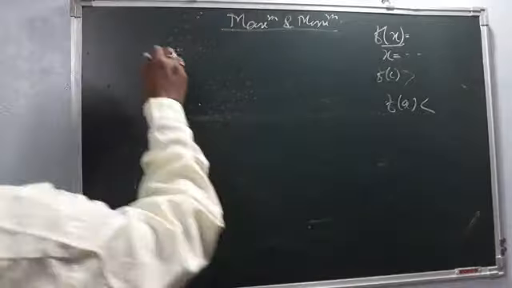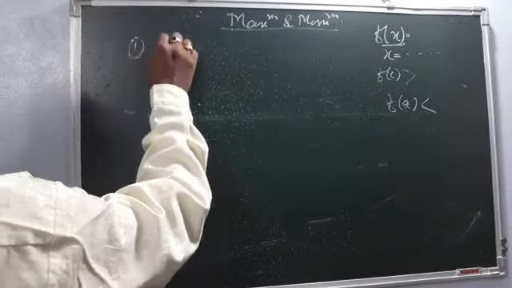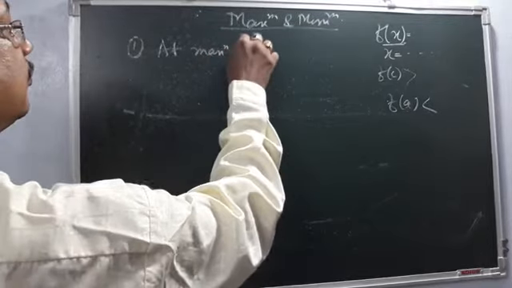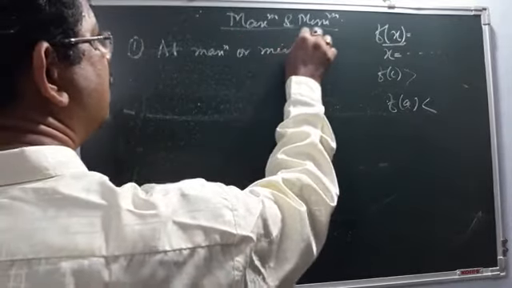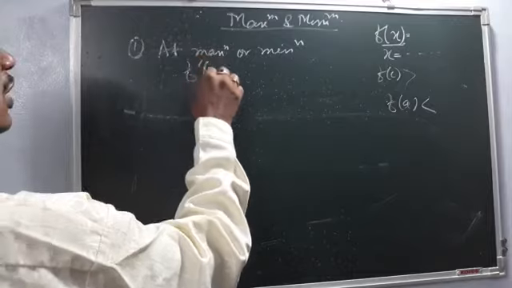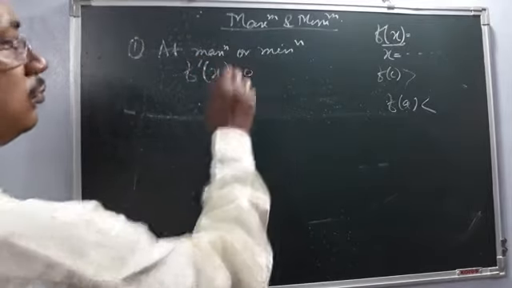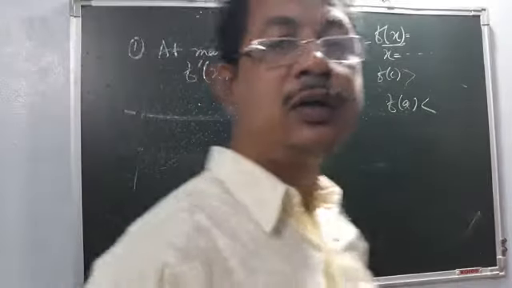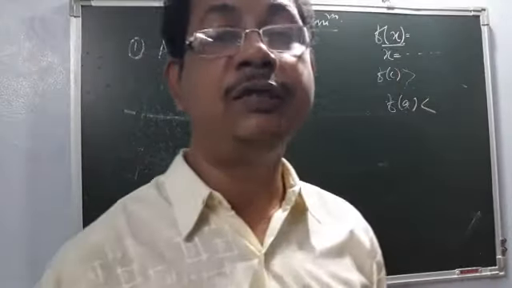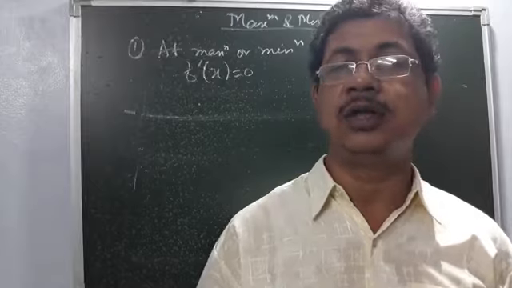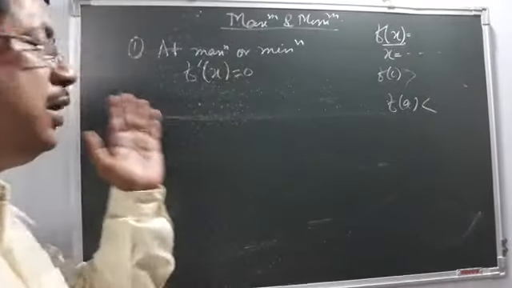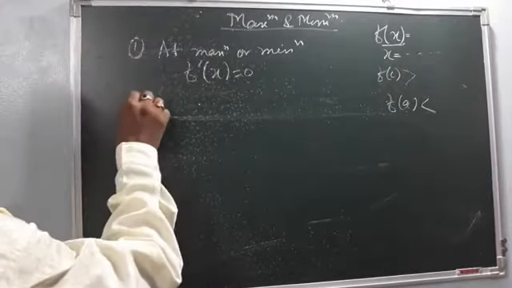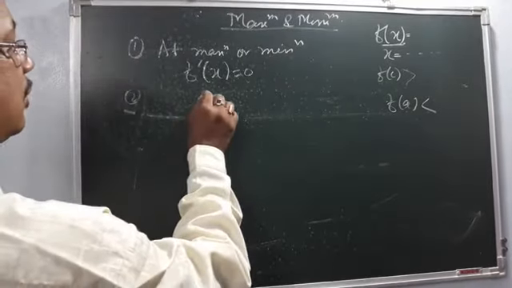Now, first one: at maximum or minimum, remember f'(x) is always 0. You have to remember this one, that if it is maximum or minimum, and if the function is differentiable, definitely that should be, then its first derivative is always 0.